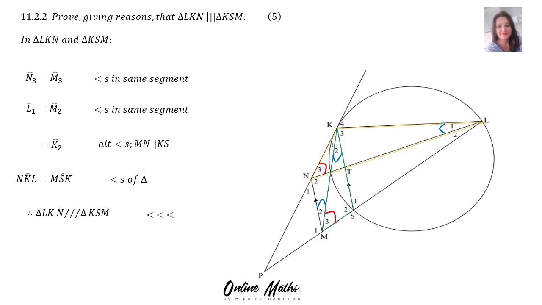Therefore, the two triangles are similar, and your reason is angle, angle, angle. And then where are the 5 marks? The 5 statements and reasons.